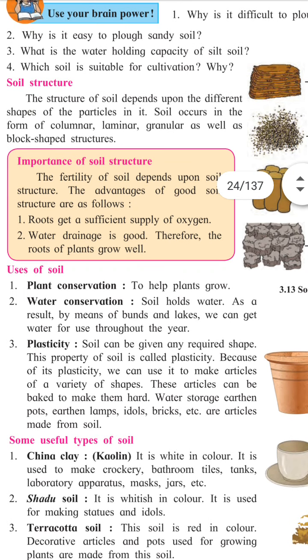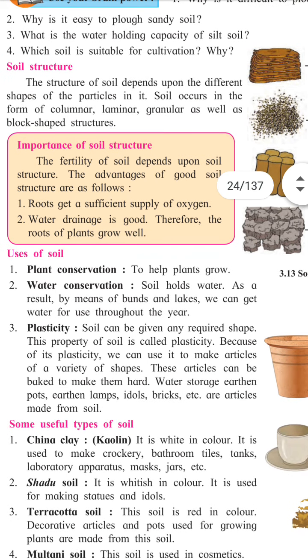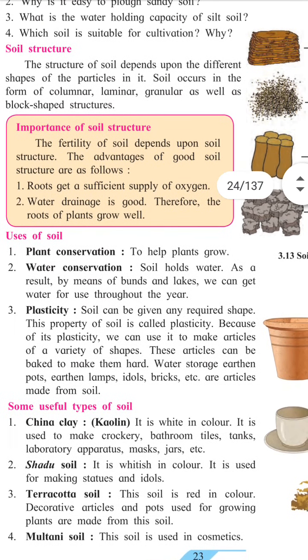Now, plasticity. What is the use of plasticity of the soil? Soil can be given any required shape. This property of the soil is called plasticity. Because of its plasticity, we can use it to make articles of a variety of shapes. These articles can be baked to make them hard. Water storage, earthen pots, earthen lamps, idols, bricks, etc. are articles made from the soil.